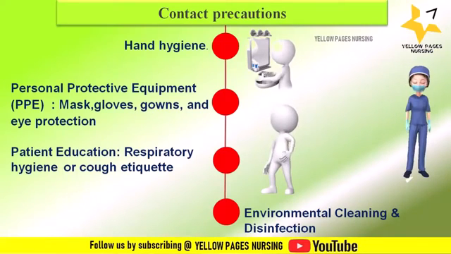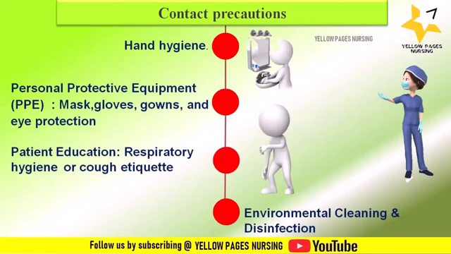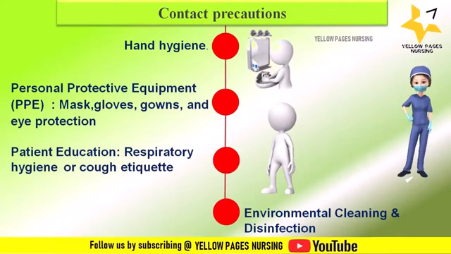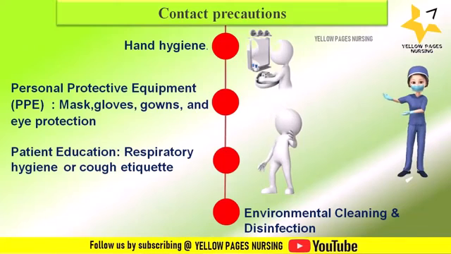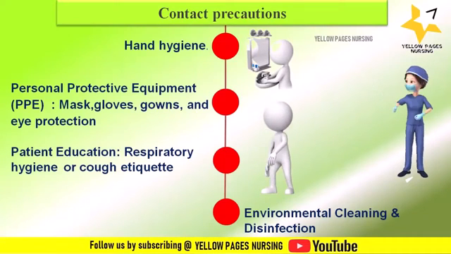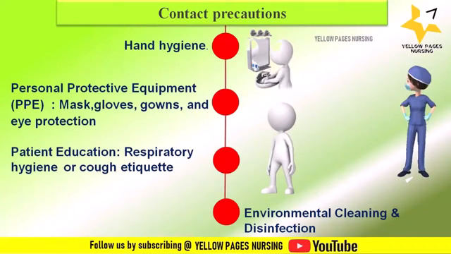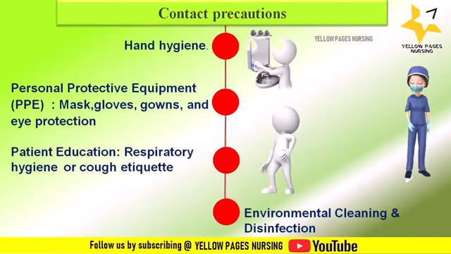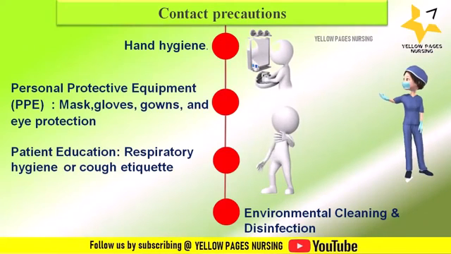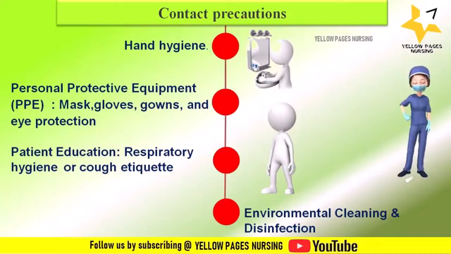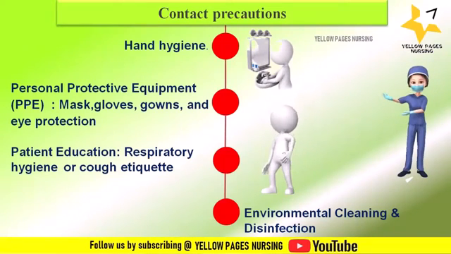Hand hygiene. Hand hygiene is the foundation of infection control. Nurses should perform hand washing with soap and water or use alcohol-based hand sanitizers before and after every patient contact, especially when there is a risk of contact with bodily fluids or contaminated surfaces. Next comes personal protective equipment.